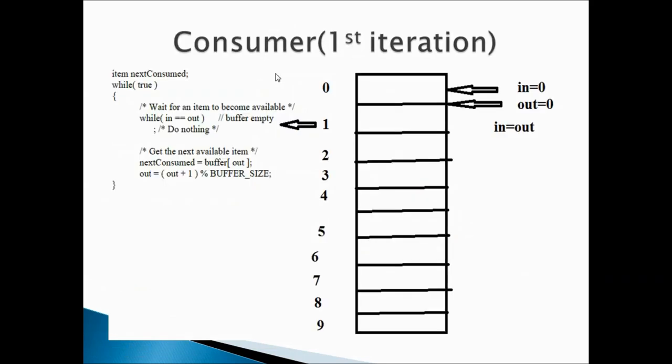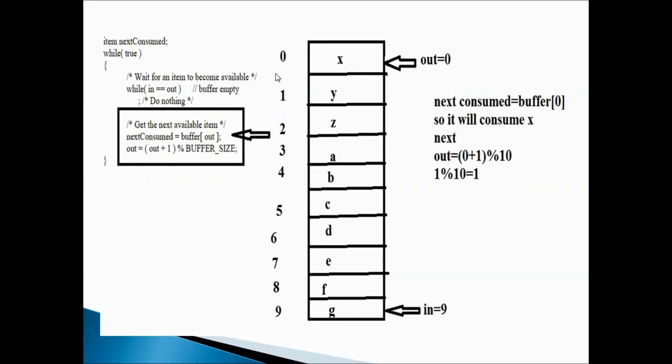Next, consumer. Now we are going to understand about the consumer. So see here, here also I am considering the same buffer. In is equal to 0, out is equal to 0, right? Buffer is empty, that is very important. Consumer can't consume if the buffer is empty. If in is equal to out, buffer is empty. You can see there in is 0, out is also 0. That is equal. Obviously when in is 0 and out is 0, your buffer will be empty. You can't consume anything. Right? Suppose if a buffer is not empty, you can see here.